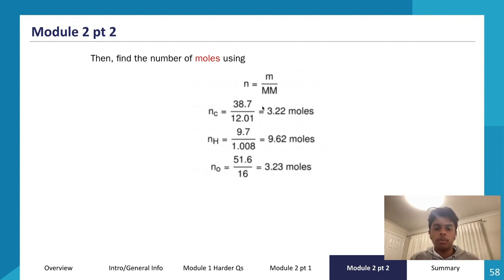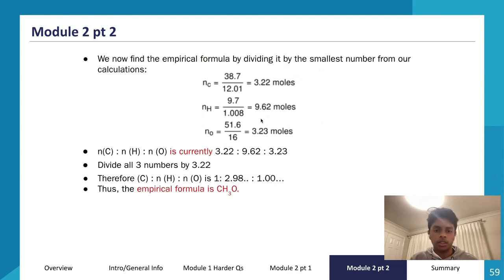Well, we divide by the lowest number that we have. So we have 3.22. Let's divide all these numbers by 3.22 to find our ratio. So the current ratio right now between carbon, hydrogen, and oxygen is 3.22 to 9.62 to 3.23, right? It's a very odd number.